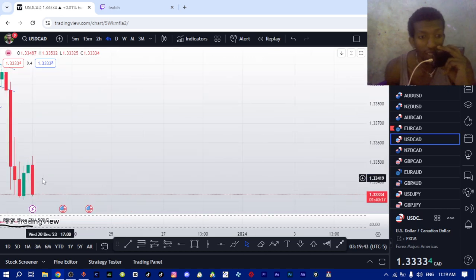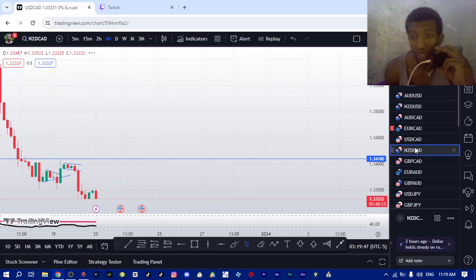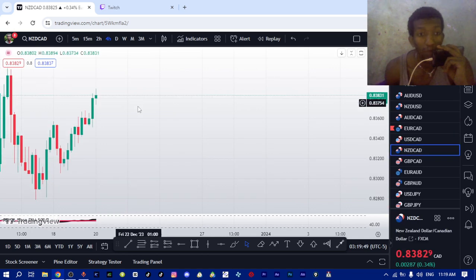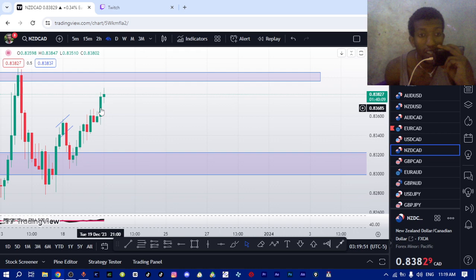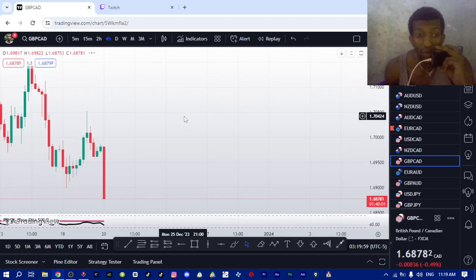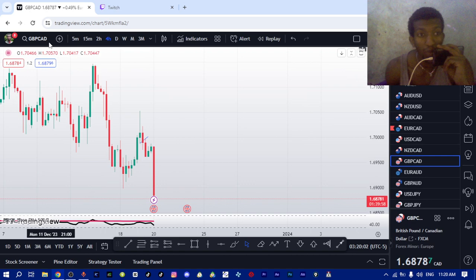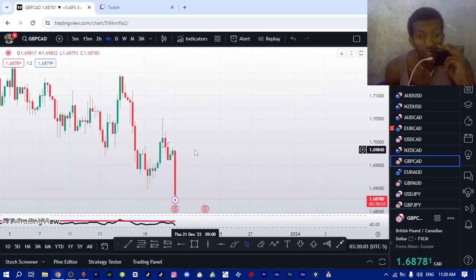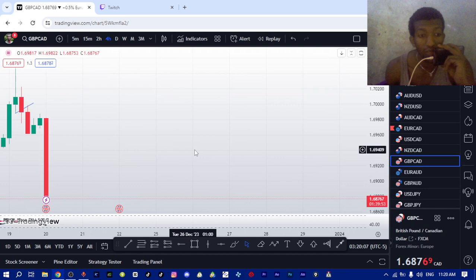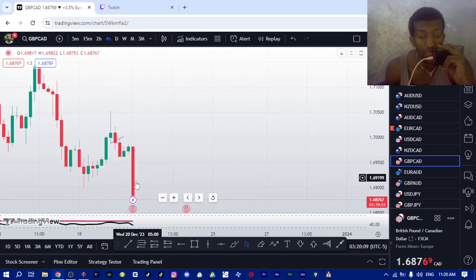As you can see here, dollar CAD is falling. Dollar CAD is falling. What about New Zealand CAD? New Zealand CAD is pushing up. So we have found one pair that is pushing up. We want to see most of them. As you can see, pound CAD is falling like it's falling from the sky. Can you see this one? It's a huge drop.